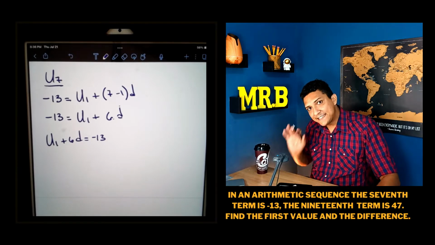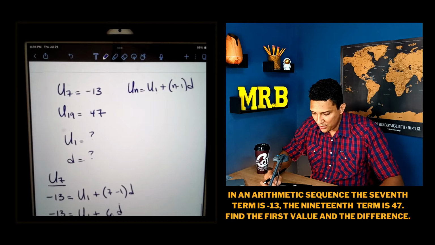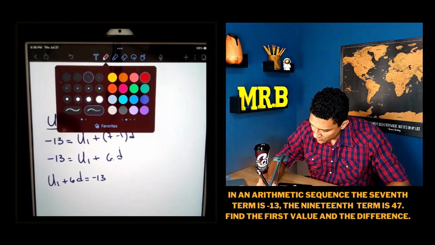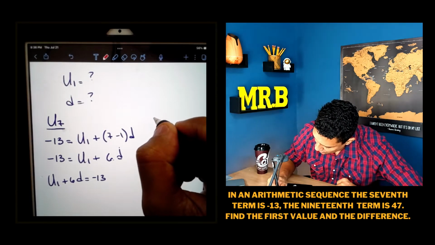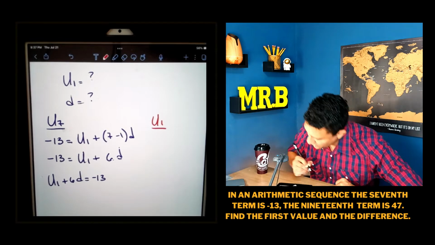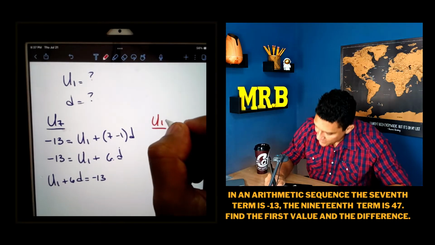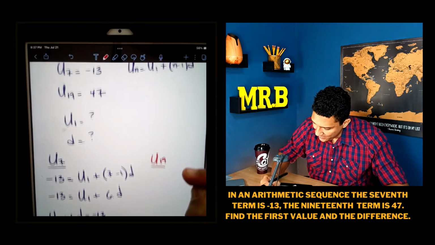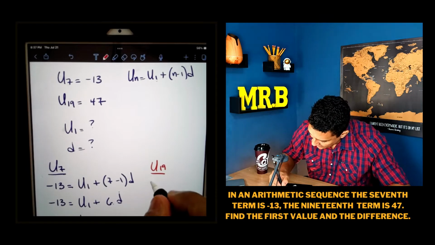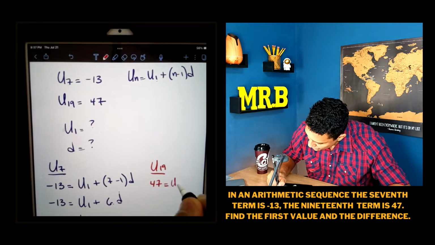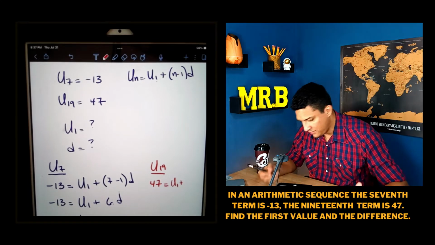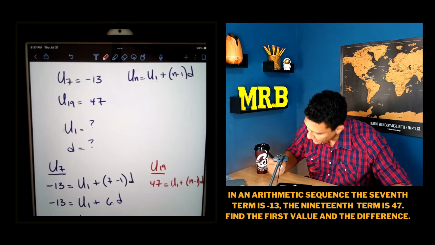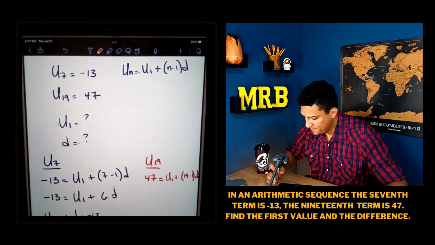I'm going to do exactly the same thing with the other term, which is U19. I'm going to change the color, so I'm going to use this red color. Here is U19. Again, same equation. I know that U19 is 47, equals U1 plus n, in this case 19, so 19 minus 1 times d. And I do not know d.